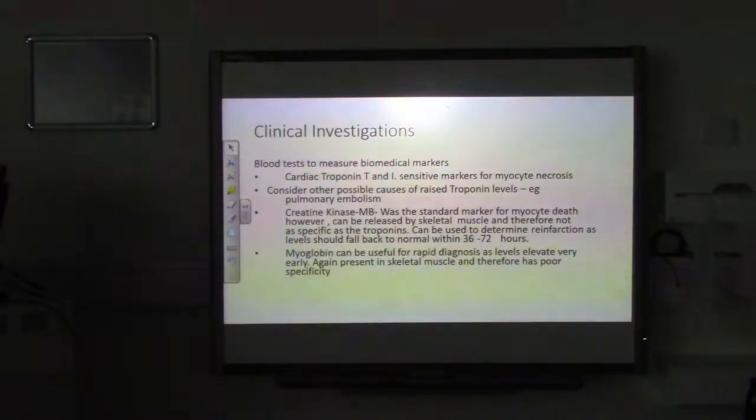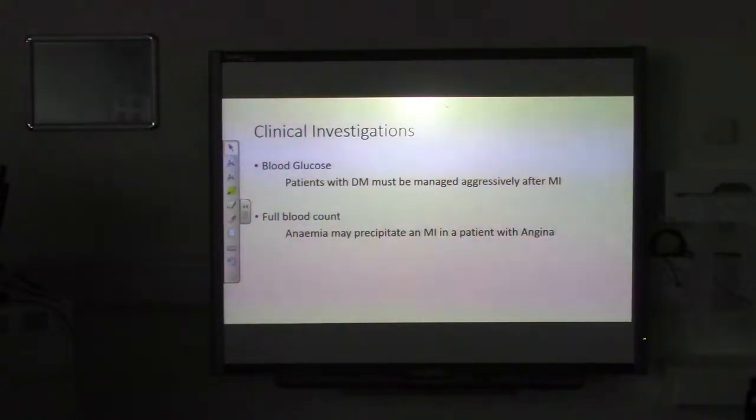Myoglobin can also be measured, and this is useful for rapid diagnosis as levels elevate very early, again present in skeletal muscle, and therefore has poor specificity. Other clinical investigations would be blood glucose. Patients with diabetes mellitus must be managed aggressively after myocardial infarction. And also we would look for a full blood count, as anemia may precipitate a myocardial infarction in a patient with angina.